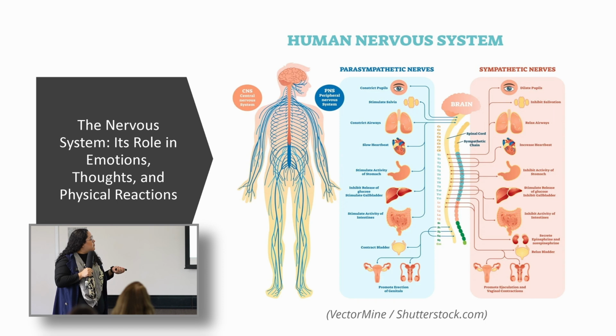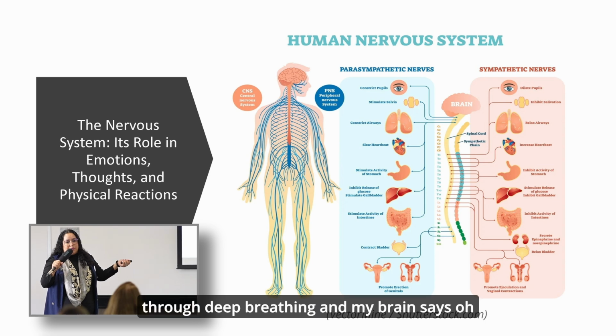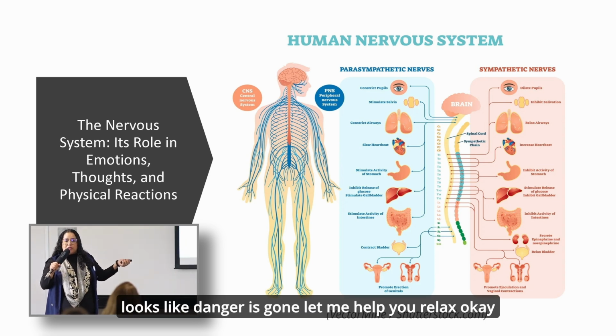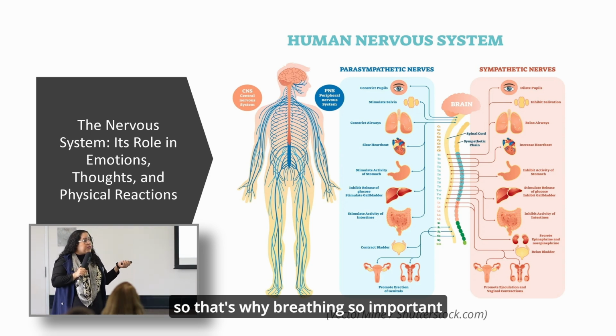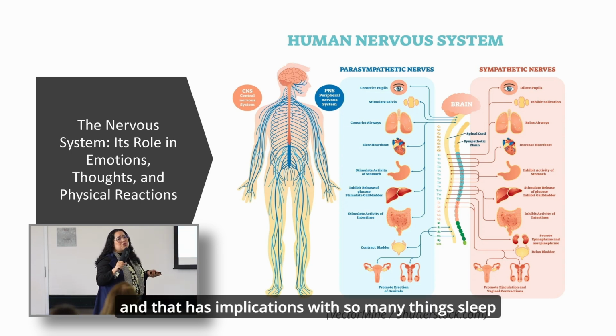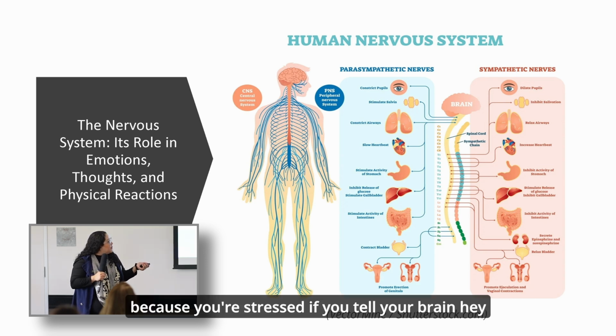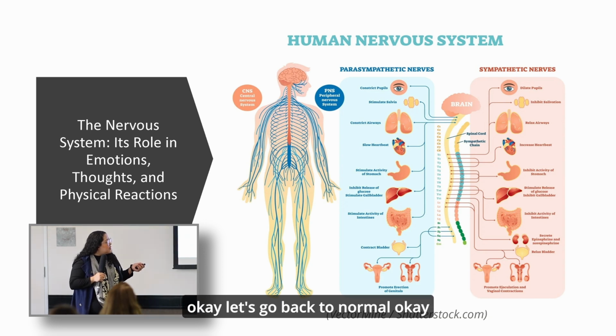The opposite. It's going to communicate to my brain that I'm safe through deep breathing. And my brain says, oh, looks like danger's gone. Let me help you relax. So that's why breathing is so important. You're sending these messages of safety to your brain. And that has implications with so many things: sleep, medical issues like diabetes. If your liver is constantly releasing all these sugar levels because you're stressed, you tell your brain, "Hey, I'm safe." Then your liver says, "Oh, okay, let's go back to normal."